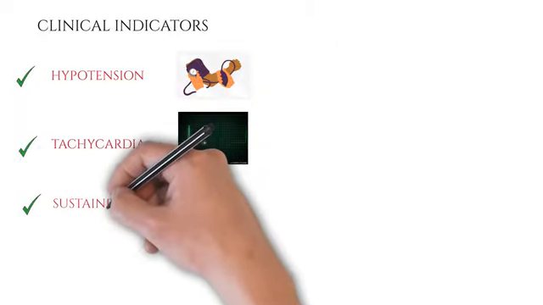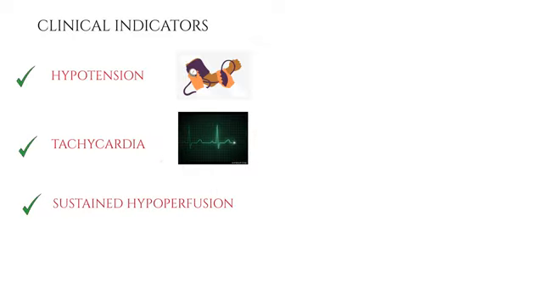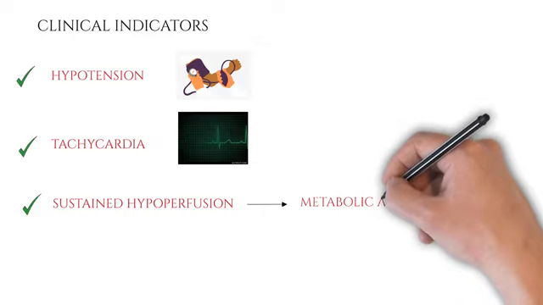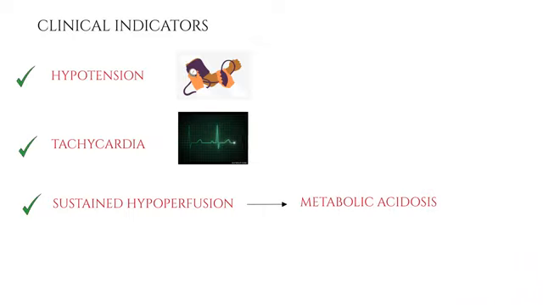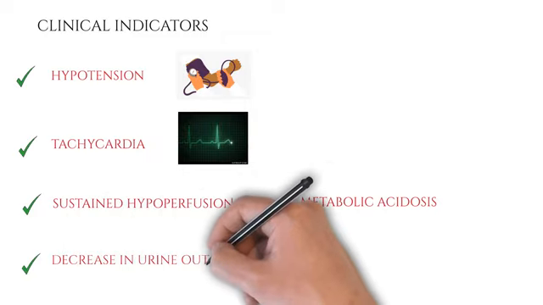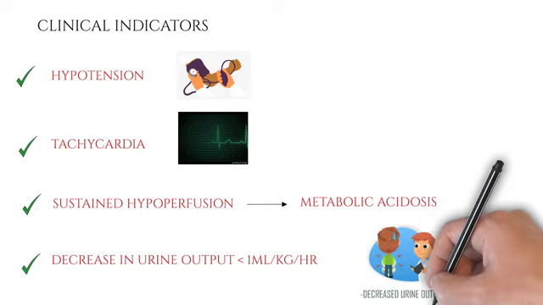In this patient, there can be sustained hypoperfusion. Because of the sustained hypoperfusion, there is accumulation of the lactic acid, leading to metabolic acidosis. And also there is associated decrease in the urine output, which is less than 1 ml per kg per hour. If all these indicators are present, it means that the patient is in need of fluid.